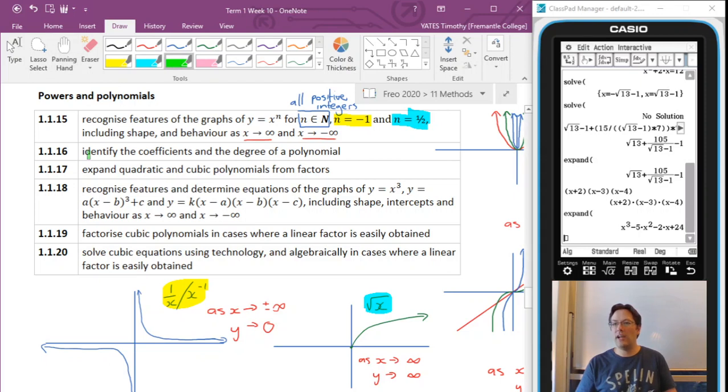Next up is to identify the coefficient and degrees of a polynomial.